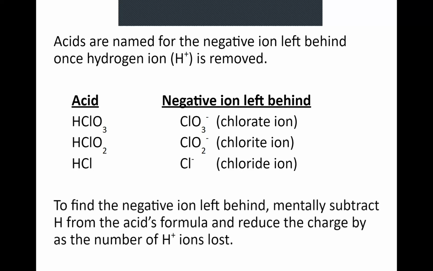Our job is to think about the acid formula, mentally subtract an H plus, reduce the charge by 1, and then ask yourself what's left behind and can I name it? It's really important to name it. It's going to end with either an ate or an ite or an ide ending. So pay close attention to the ate, the ite, or the ide ending for the name of the negative ion, because that's going to determine how we handle the acid.